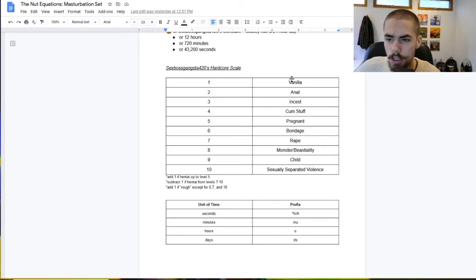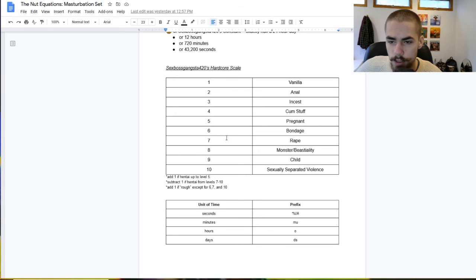Number 1, vanilla. This is your default level, the lowest level on the scale. Number 2, anal. Number 3, incest. Number 4, cum stuff, which is important to note. Cum stuff is not a simple facial or a cream pie. It is more, putting it in a glass and drinking it, or putting it on a donut, or something more, I guess, playful, more exotic.